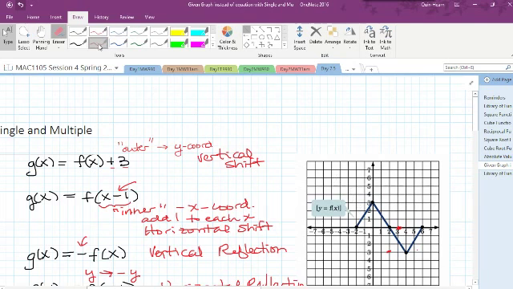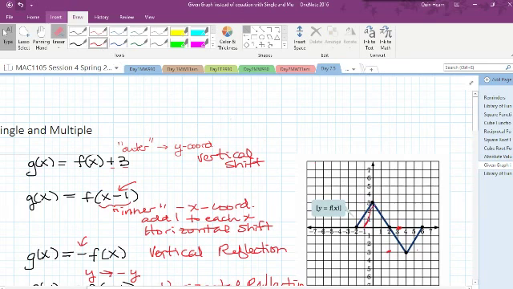Sorry guys, I'm having trouble drawing here. Hold on. I think there's a delay. Let me try something. Well, that's working. There we go. It's back.